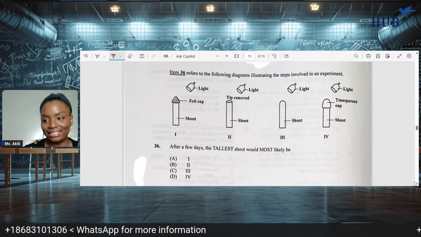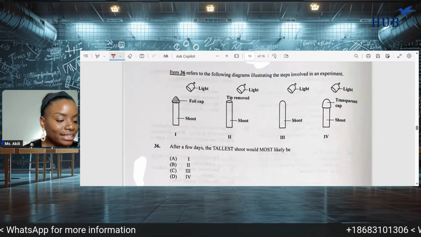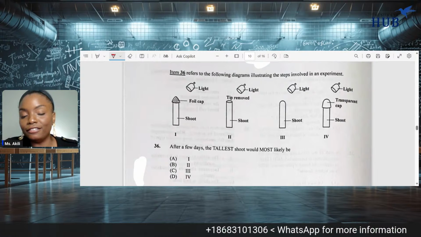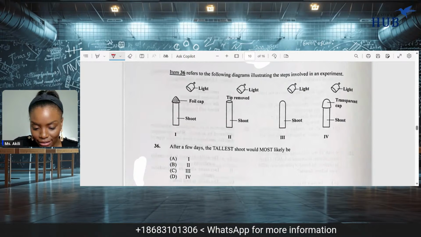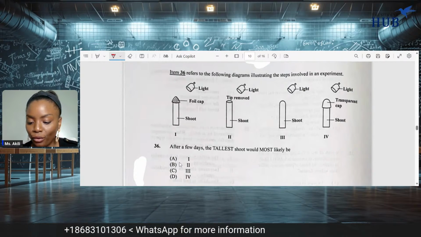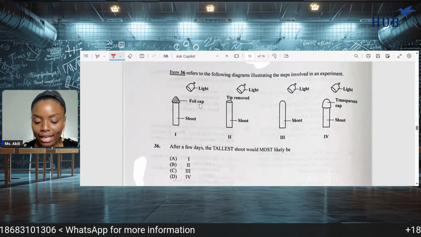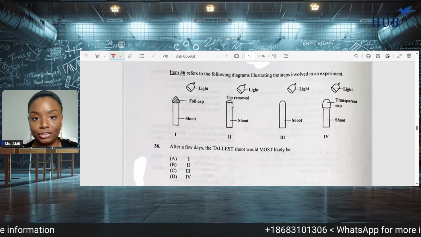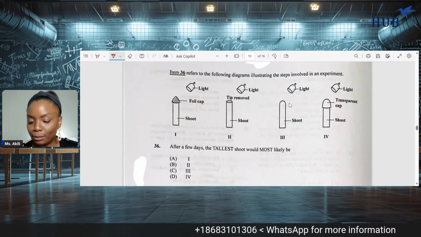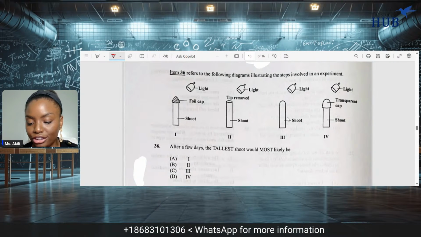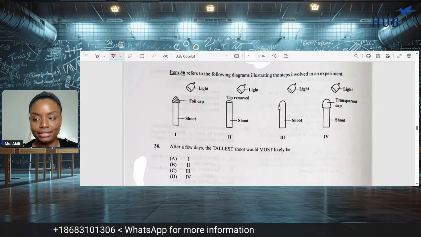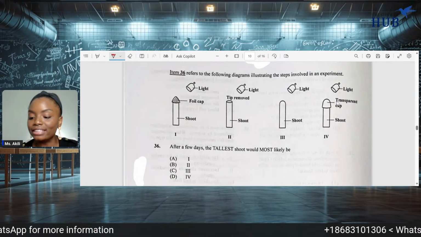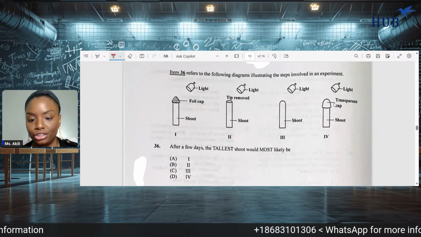This one is an interesting one. Item 36 refers to the following diagrams illustrating the steps involved in an experiment, right? So we have 4 different shoots. In this one, the shoot is covered with a foil cap. In the second one, the tip of the shoot is cut off. In 3, the shoot is undisturbed, it's left as is. And then in 4, a transparent cap is placed over the tip of the shoot, right?